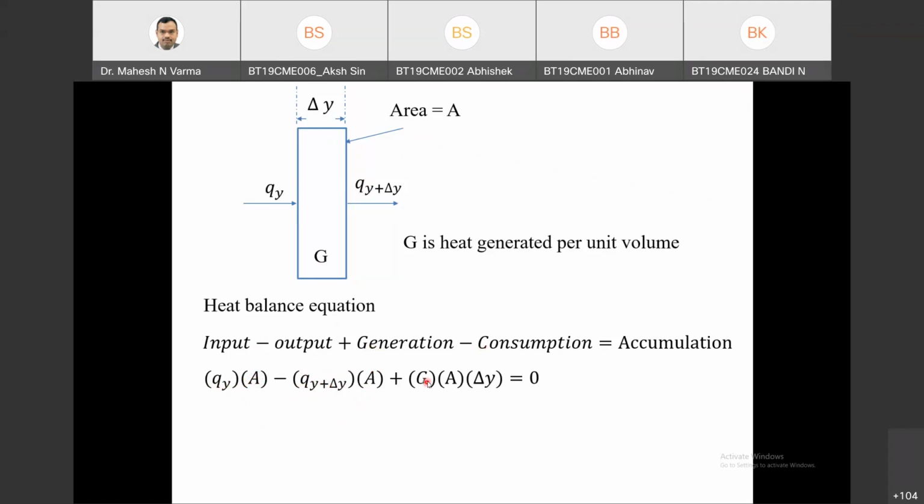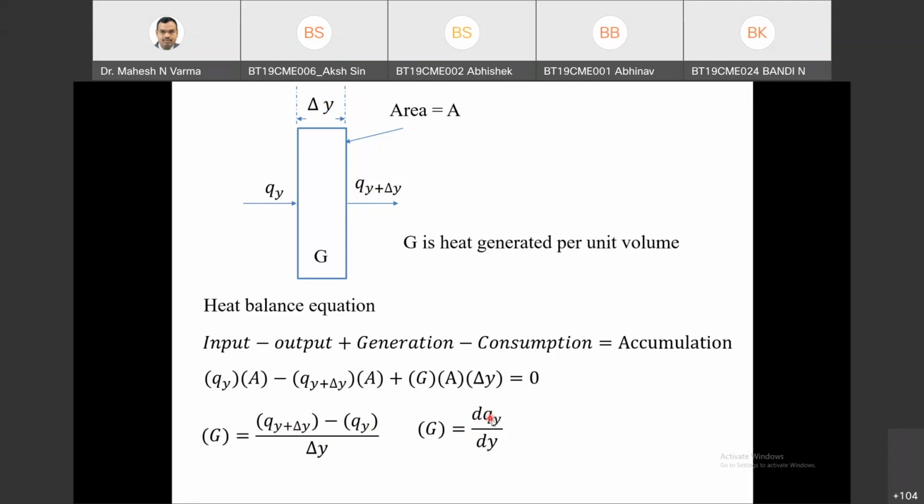And this generation: if capital G is the heat generation per unit volume, multiplied by volume. The volume of this differential shell will be area multiplied by delta y. That will be equal to 0. Now rearranging this equation, what will I get? G will be equal to flux at y plus delta y minus flux at y, divided by delta y. When delta y tends to 0, I will get a differential equation. Heat generation will be d by dy of qy.